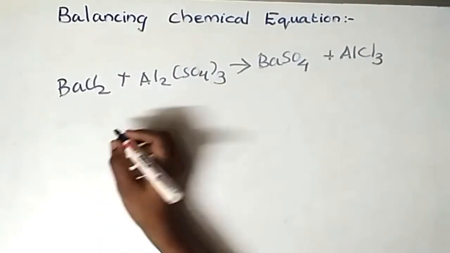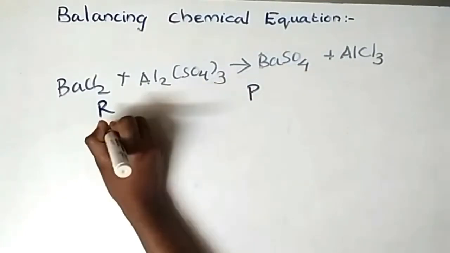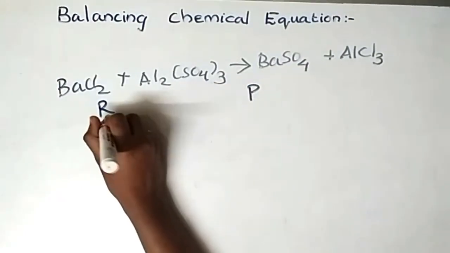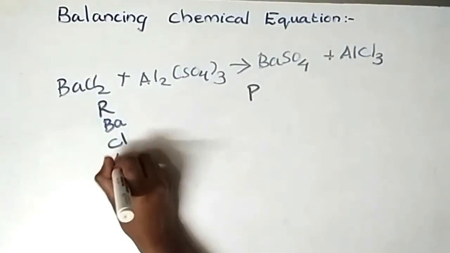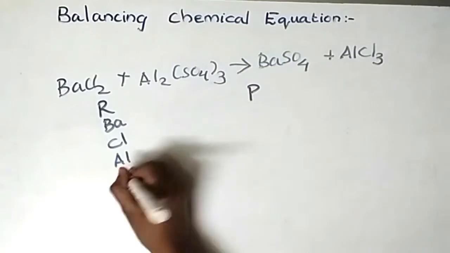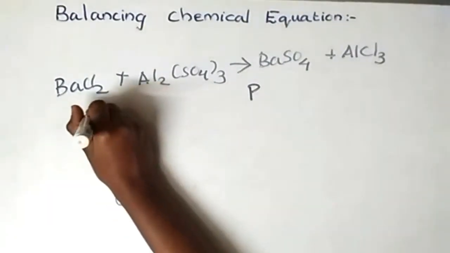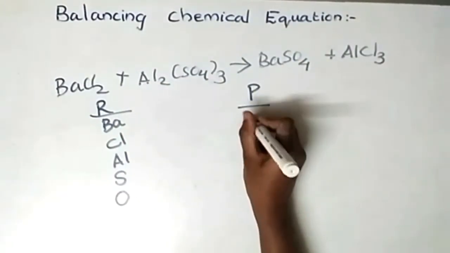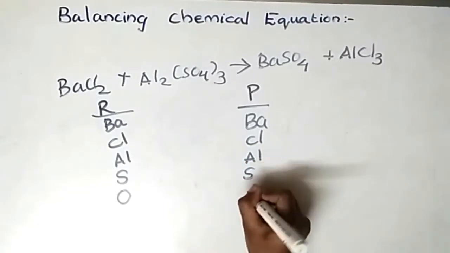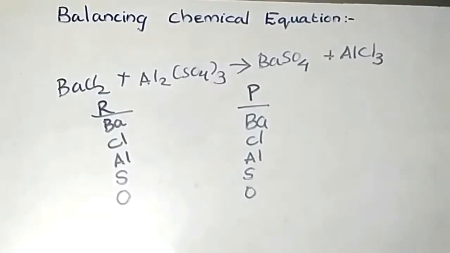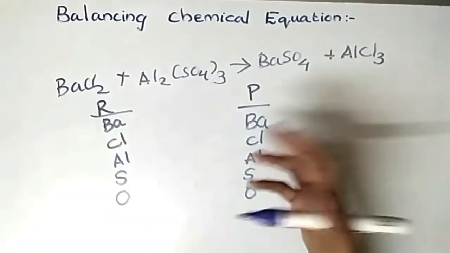First, we write the elements present on the reactant and the product side. In the reactant we have barium, then chlorine, aluminium, then SO4, meaning S for sulfur and O for oxygen. And on the product side also we have barium, chlorine, aluminium, sulfur, oxygen. They are the same. Okay. So next we have to mention the number of atoms in them and start balancing.